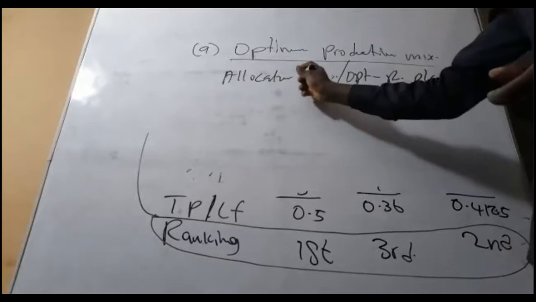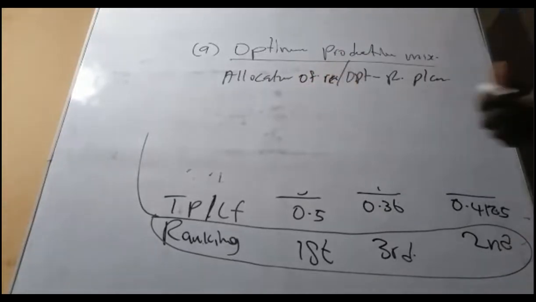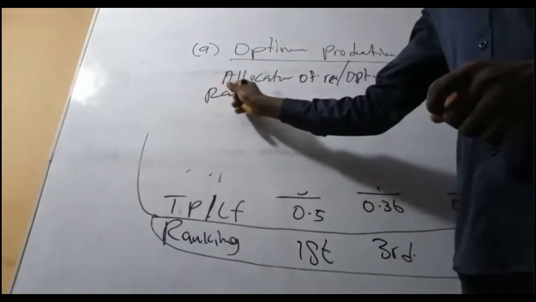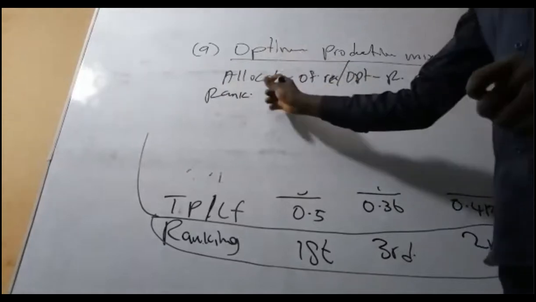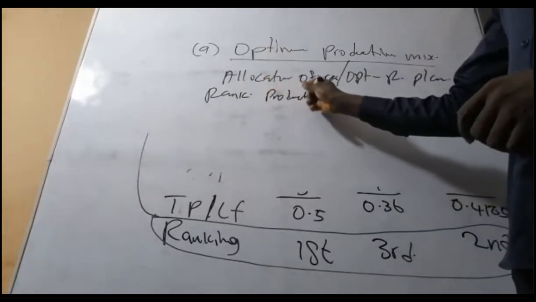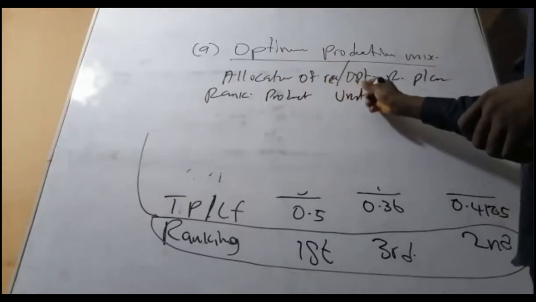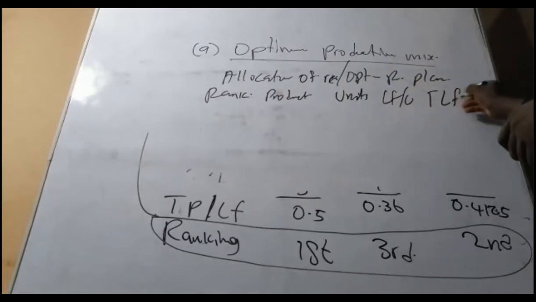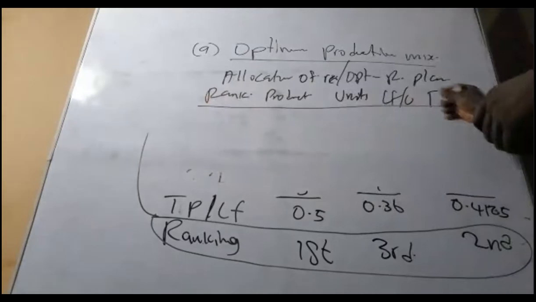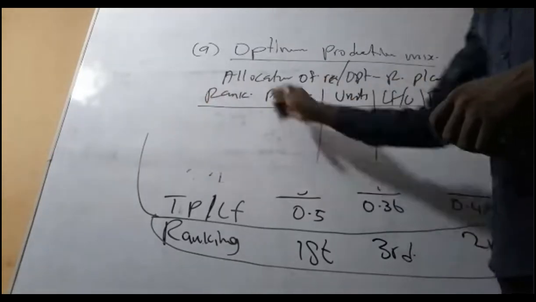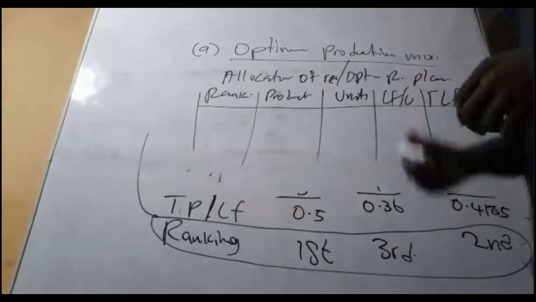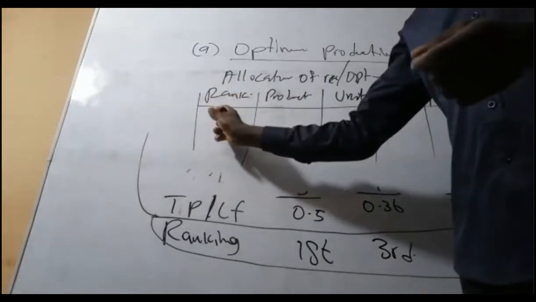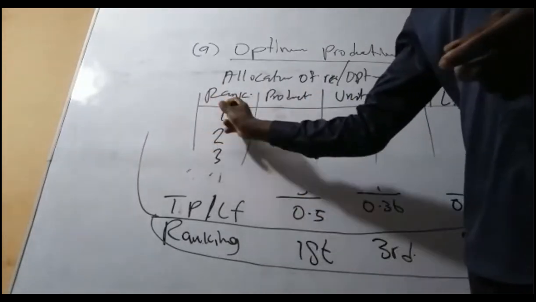Please, no shortcut in exam, I'm begging you. Then you start. Here is a nice table. You start with what? The rank, the product, the name of the product, the units, the limiting factor per unit, total limiting factor. So something like this. It's a nice table. This table should be parts and parts of it. First, rank, first, second, and third in order.